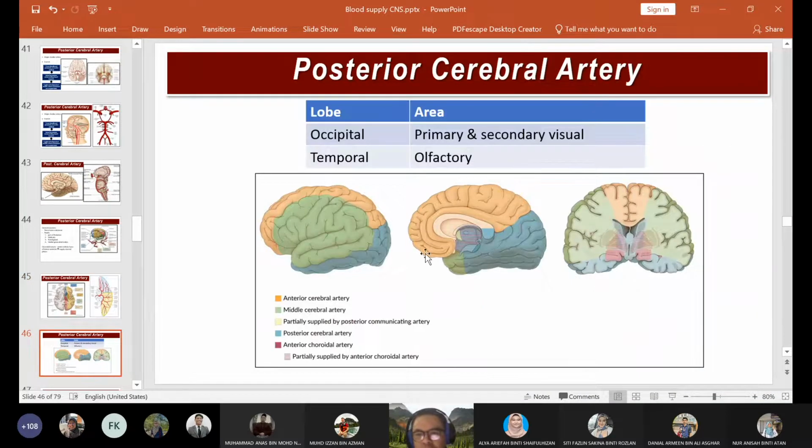So if you look at this picture again, the blue part is your posterior cerebral. Part of the lateral side but at the back, and also inferior here. Inferolateral. Inferolateral of the brain is supplied by posterior cerebral artery.